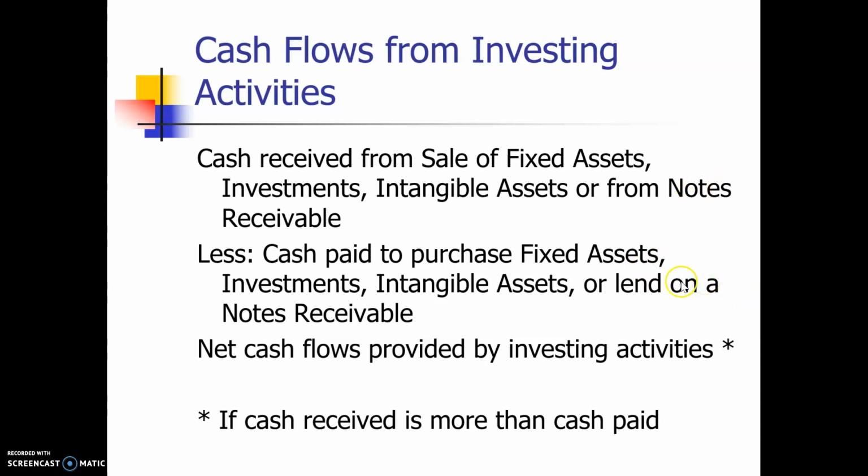So if you bought new equipment or a long-term investment, you're going to subtract that here. So the cash received minus the cash paid gives us our overall net cash flow from our investing activities. And so if the cash received is more than the cash paid, this is going to be a positive number. That's called net cash flow provided by investing activities.